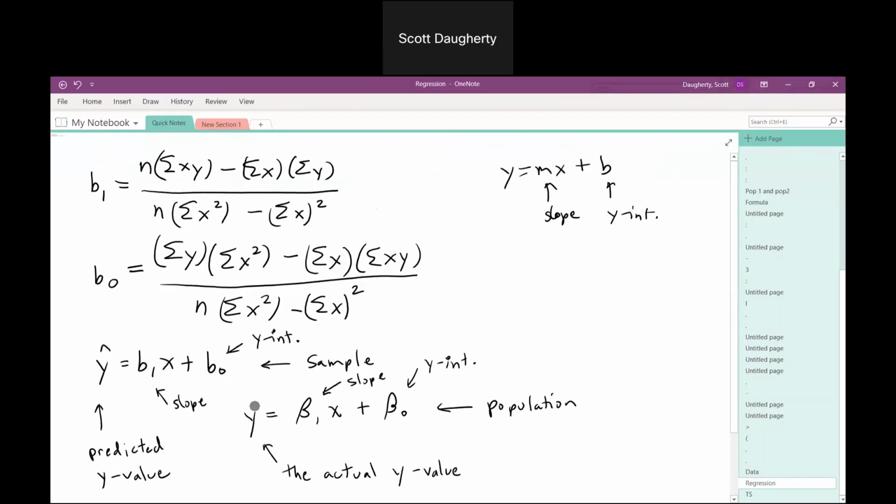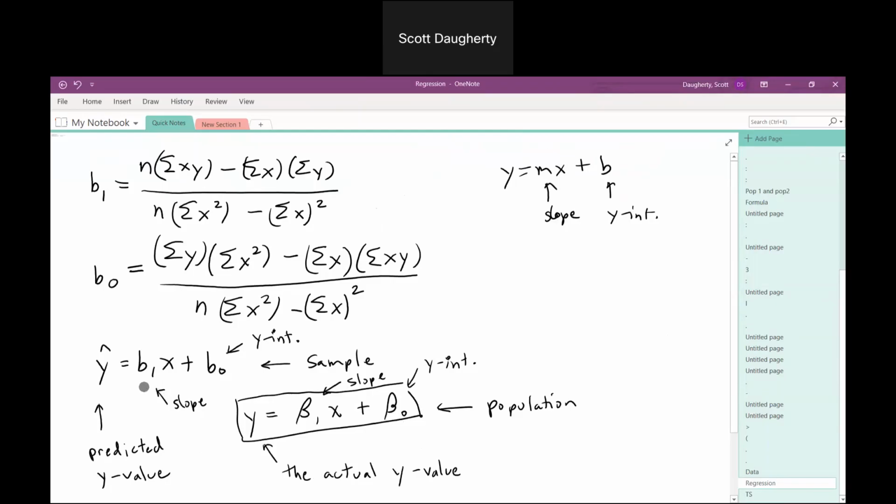So if you're talking about a population, then the line would be written like this: y is equal to beta 1 x plus beta sub 0, where beta 1 is the slope and beta 0, the y-intercept, are both coming from using all the information from the population. That should give you the actual y value, so we call it y. That's not what's going to happen in most cases. We're not going to have all the information from the population, so we're not going to know beta 1 or beta 0.